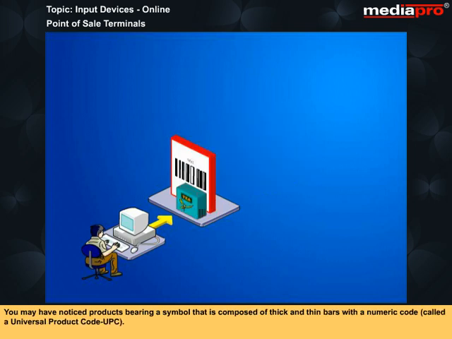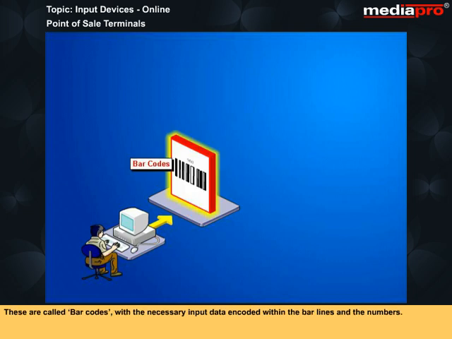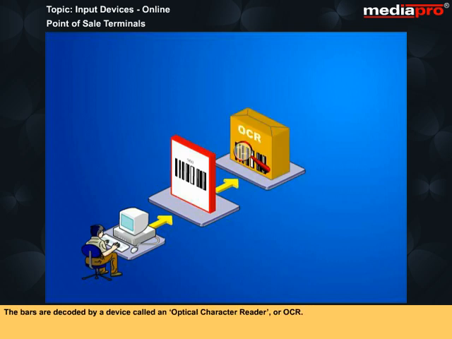You may have noticed products bearing a symbol that is composed of thick and thin bars with a numeric code called a Universal Product Code or UPC. These are called barcodes with the necessary input data encoded within the bar lines and the numbers. The bars are decoded by a device called an Optical Character Reader or OCR.